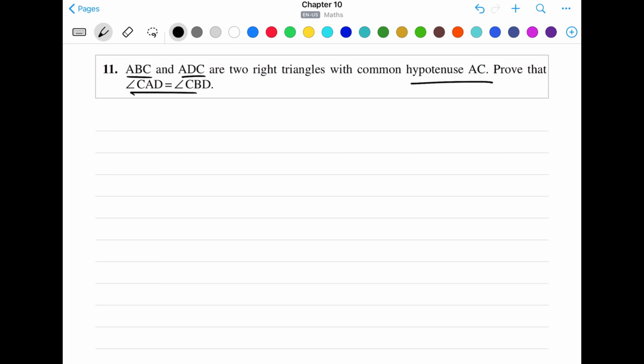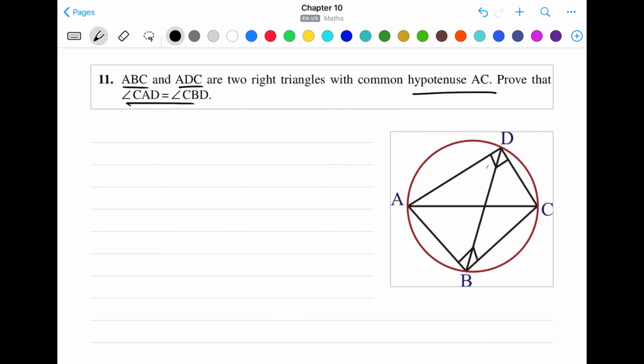Okay, so let's first draw this figure. This is the figure for this question, that is we have these two right triangles ABC and ADC, with their common hypotenuse AC. We need to prove that the two angles, angle CAD and angle CBD, are equal. Okay, so let's start this proof.